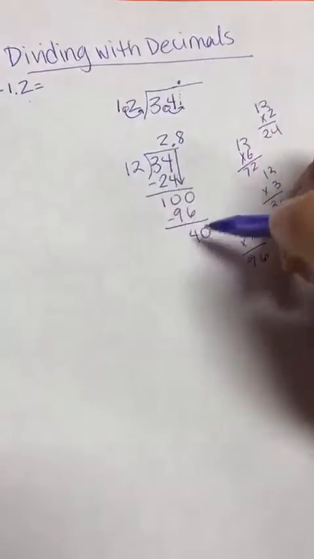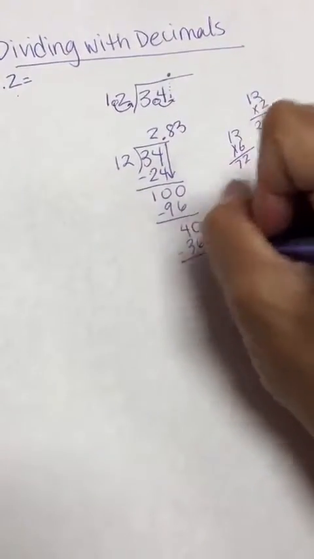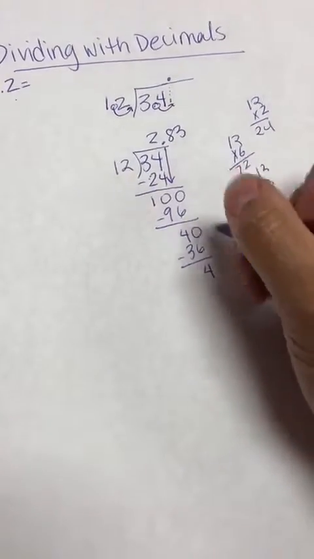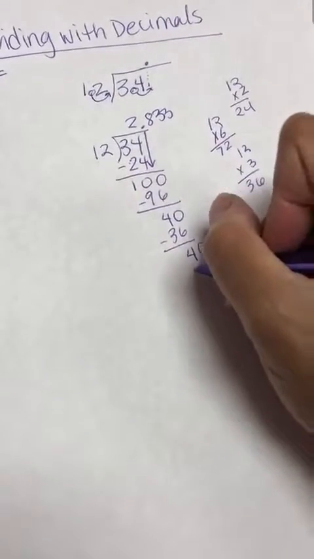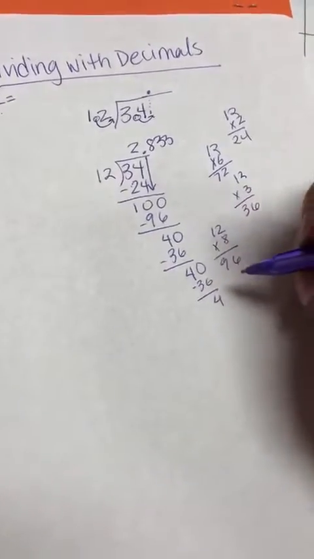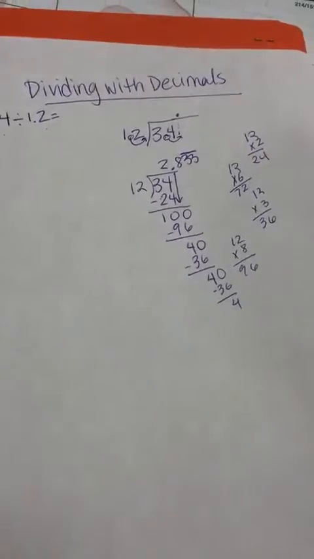How many groups of 12 go into 40? 3. Without going over, that number is 36. We subtract, we get 4. At this point, we can see that there's a pattern. No matter what I do, this number will continue to repeat itself. So when that happens, we can stop the math and put a line over the repeating number, and we call that a repeating decimal.